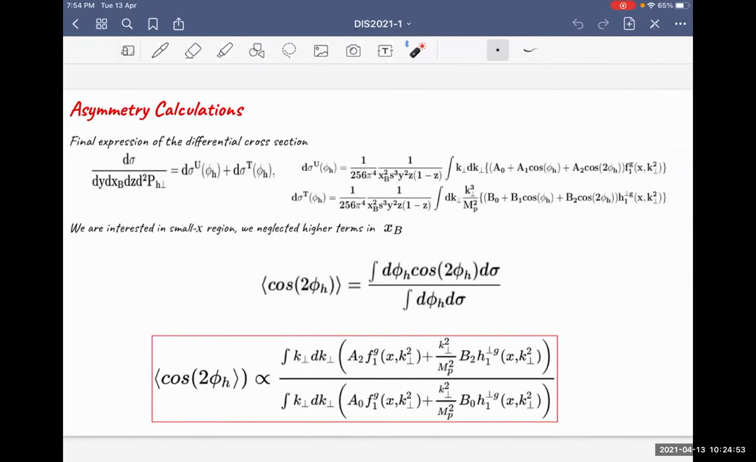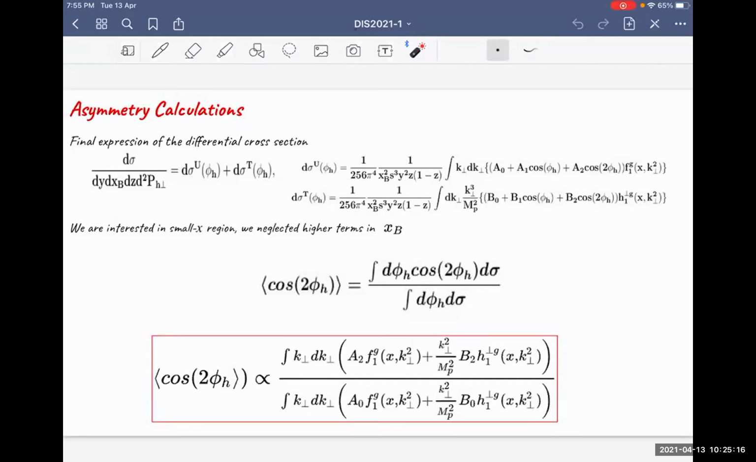Finally, coming to the asymmetry calculations, the final expression of the differential scattering cross section for our case is given by this equation, where d sigma mu, u, and d sigma t are given by these equations, and A0, A1s, and B1s are the various coefficients. Here, we were interested in the small x region, so we neglected the higher terms in xb.